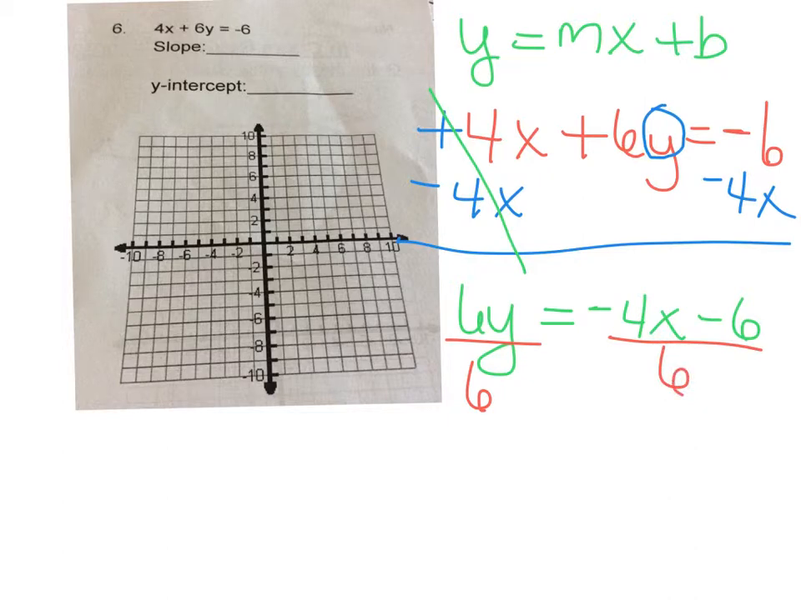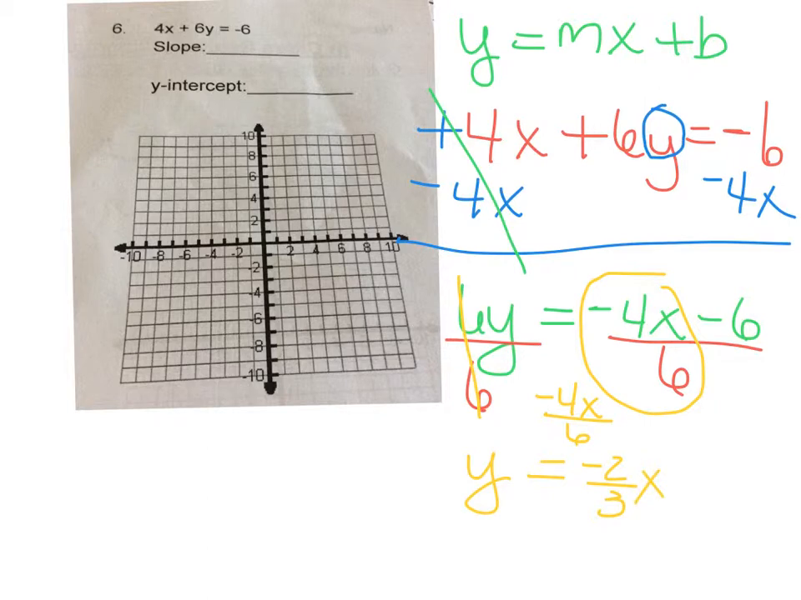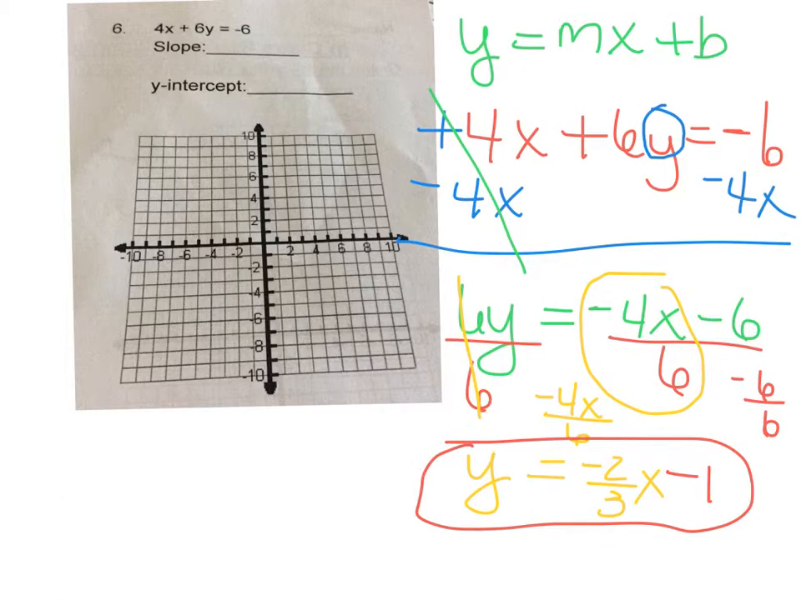So on the left-hand side, when you take 6y divided by 6, you get y, which is what we want. Now, if I look at this first term here, it's negative 4x over 6, and I need to say to myself, what can I reduce that by? I can reduce it by 2. So this becomes negative 2/3 x. And then my second term is negative 6 over 6. That simplifies to negative 1. So the equation that I began with, 4x plus 6y equals negative 6, transformed into y equals negative 2/3 x minus 1. Now it looks like my formula at the top of the page.